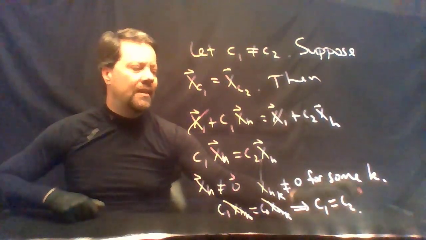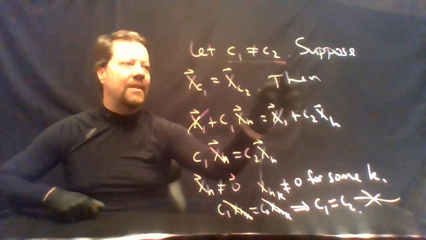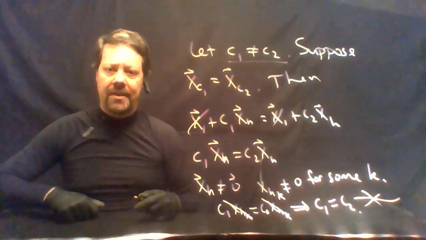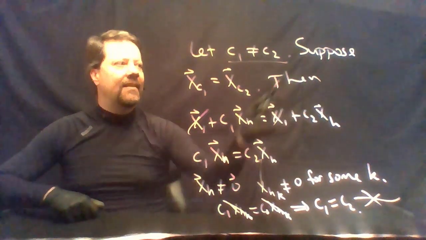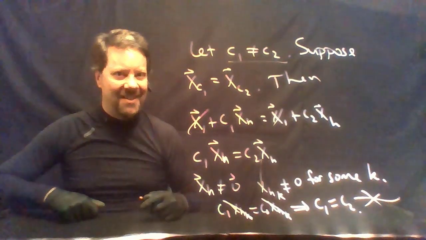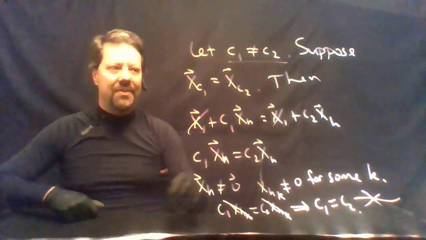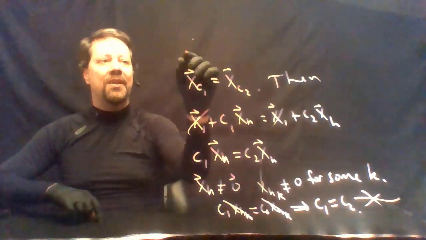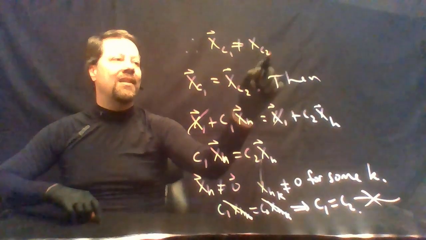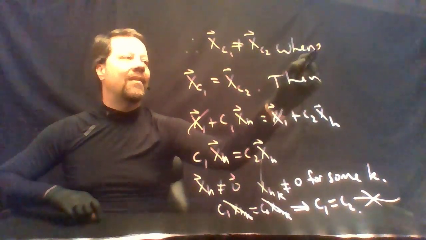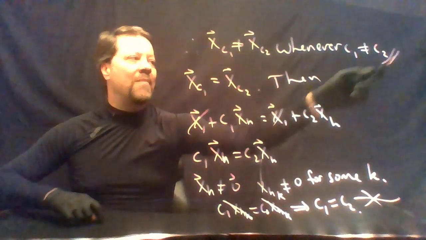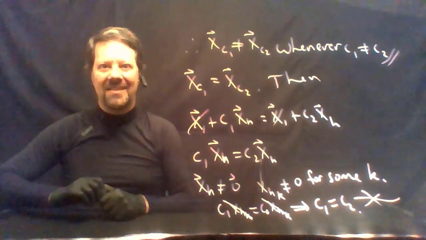equals c2. Now that is a contradiction that c1 does not equal c2, so we must have made some false assumption somewhere along the way. The only assumption that we made was that xc1 equals xc2. We deduce, therefore, that xc1 does not equal xc2 whenever c1 does not equal c2, and that means there are infinitely many solutions.